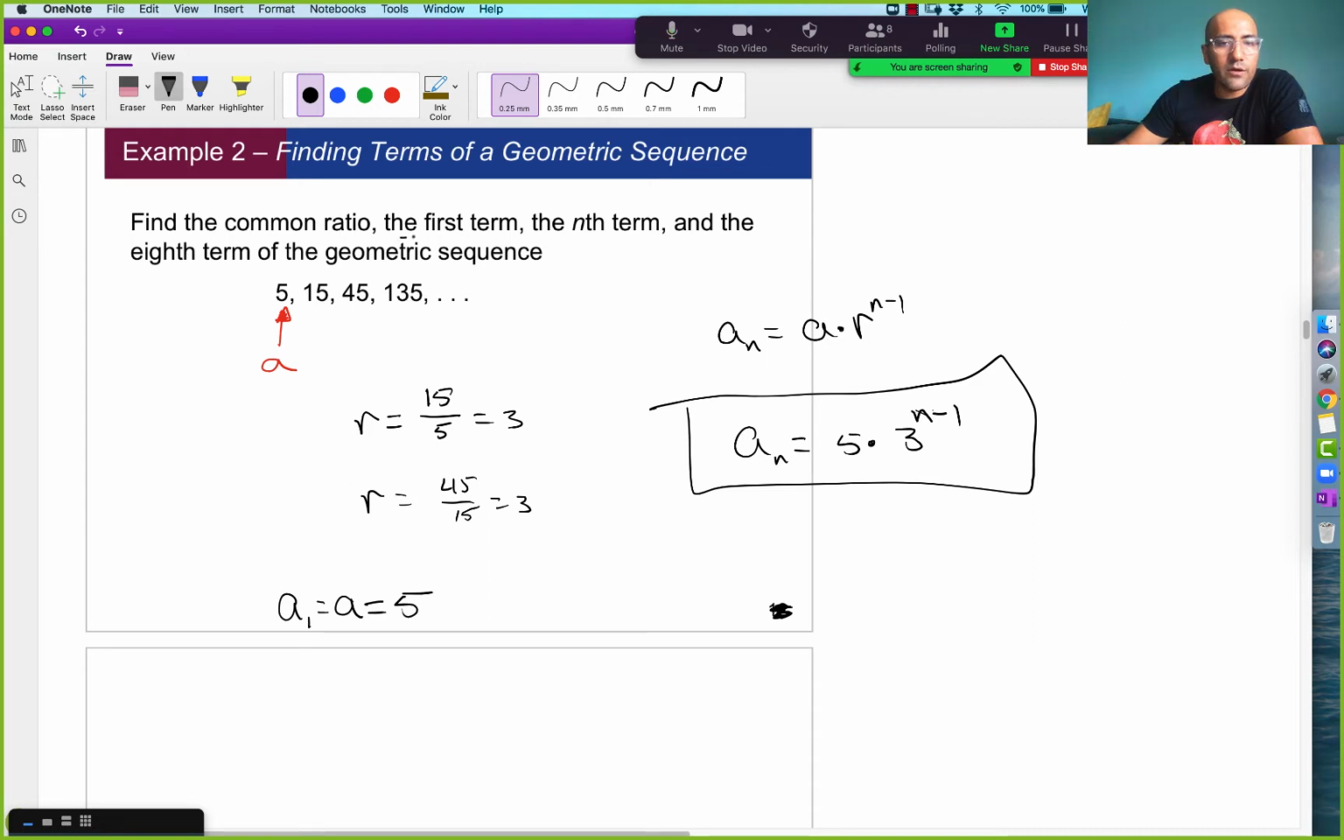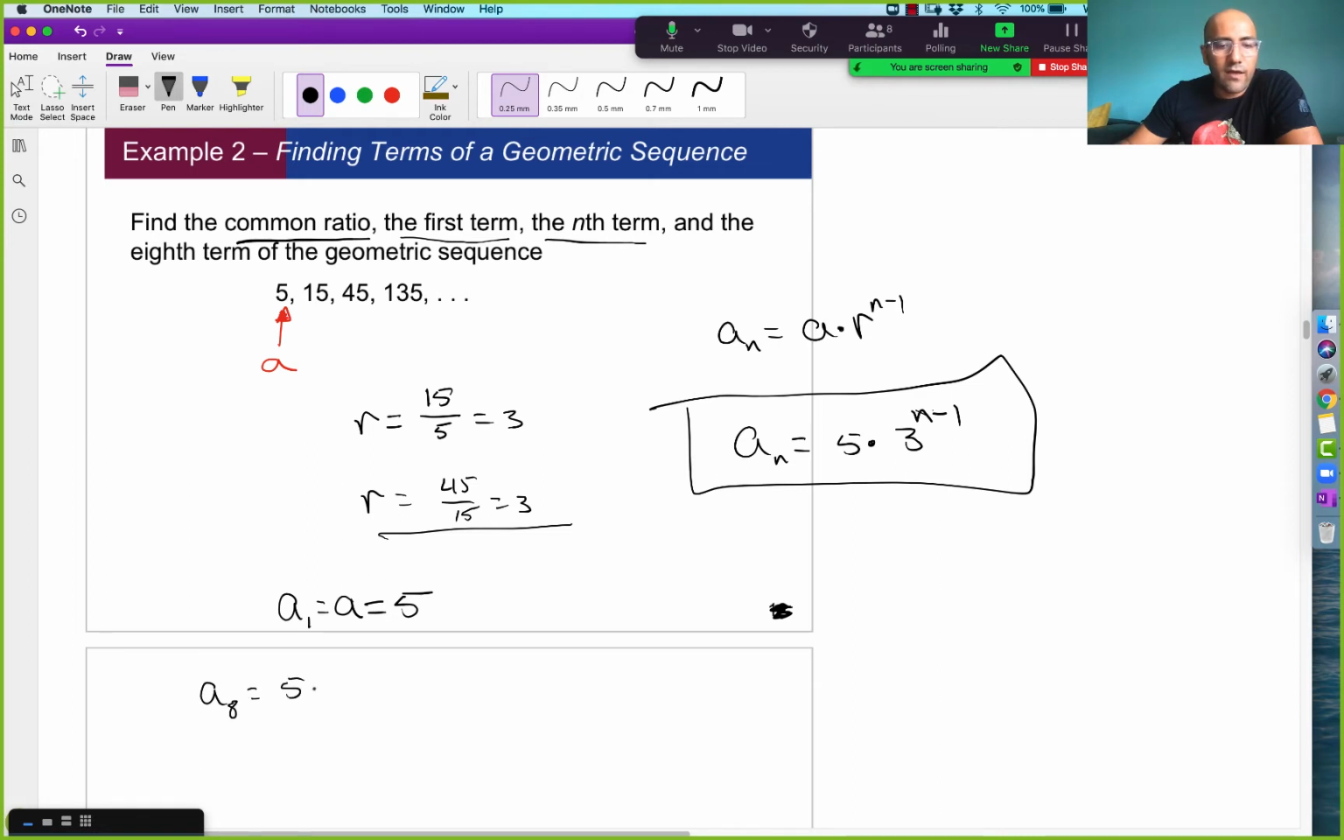This part. Find the first term. Find the common ratio. Okay, the common ratio was here, r. The nth term, okay, that's that guy. We answered that. And the 8th term. Okay, so now we have to find a sub 8.